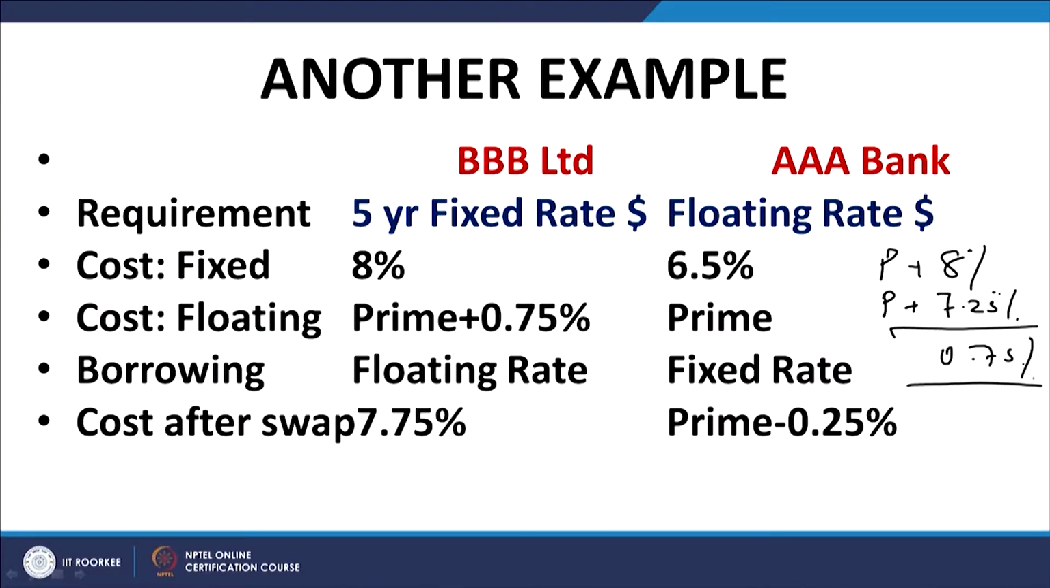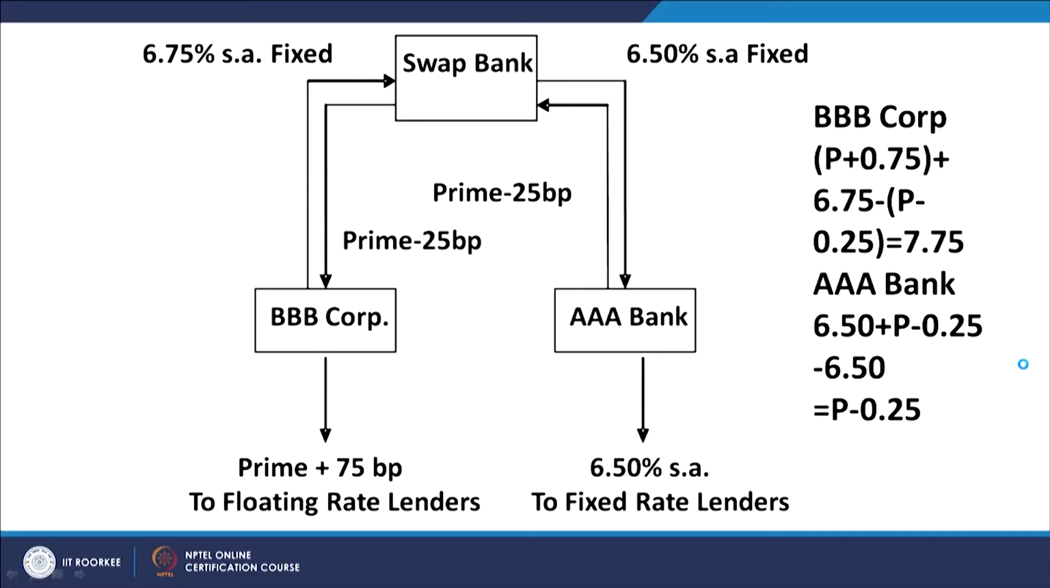The net result is that whatever goes to the BBB in terms of the saving in interest cost, whatever goes to AA in terms of saving in its interest cost, and whatever goes to that market maker in terms of its commission, the aggregate must be equal to 0.75%. So, let us look at the swap. A simple example of this where the distribution is equal. BBB borrows at the floating rate of prime plus 0.75%. AA borrows fixed at 6.50%, and then what they do?